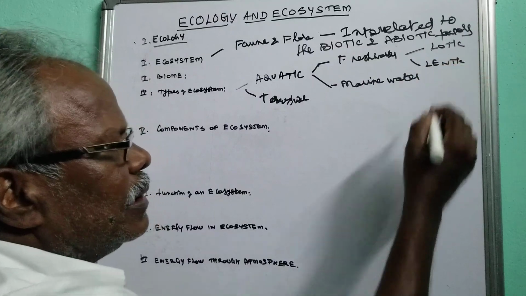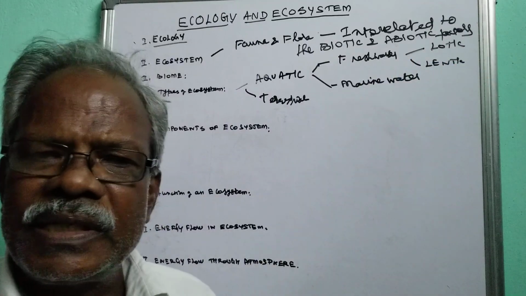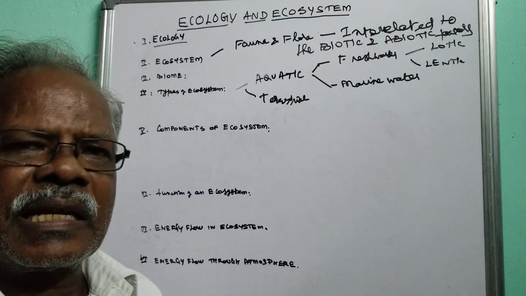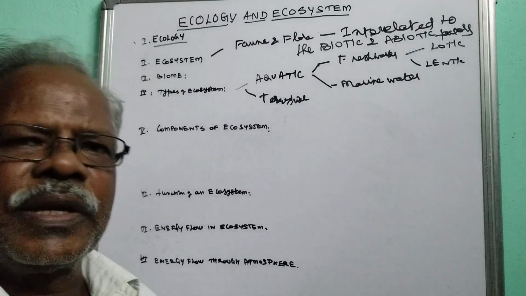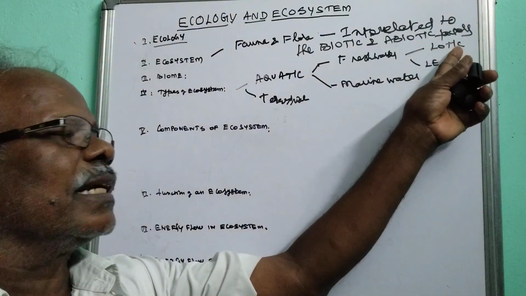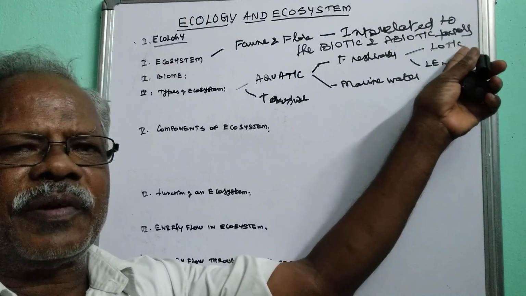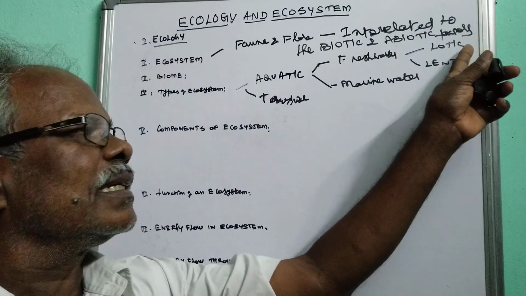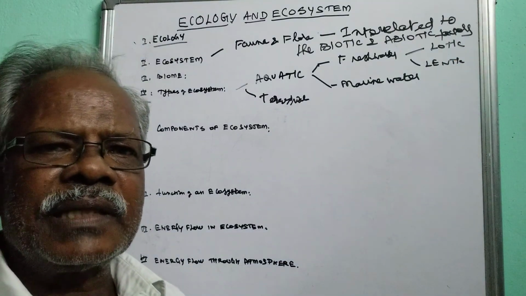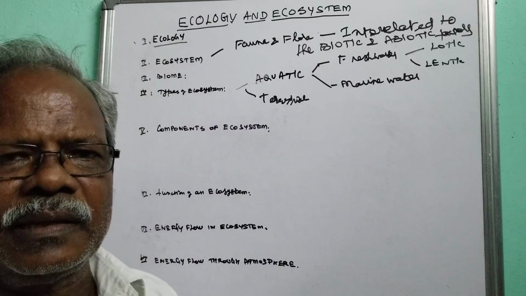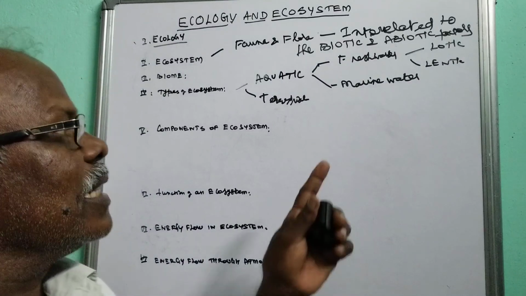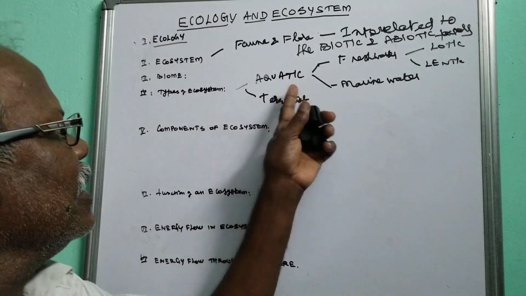Lotic means the water which is in flow, the freshwater or the water free from salts in flowing condition, such as a river. These things we are going to study. In a river, what type of animals or plants are found, that is called lotic. And lentic means the stagnant water found in a pool or pond. That study is known as the aquatic ecosystem.